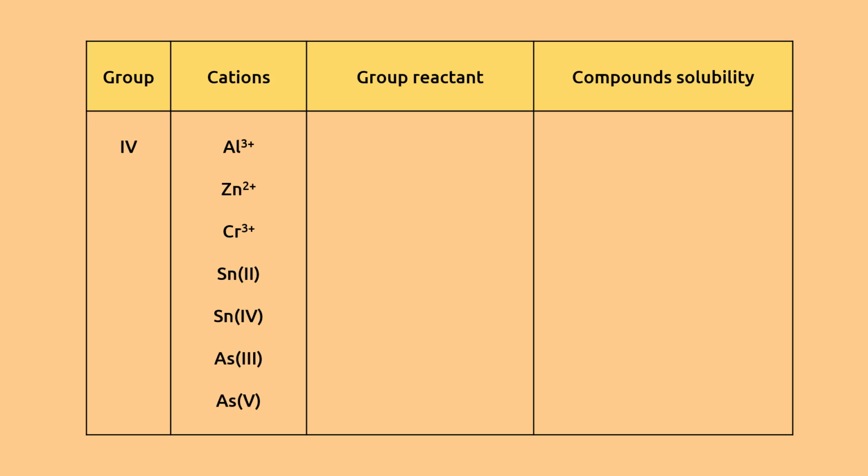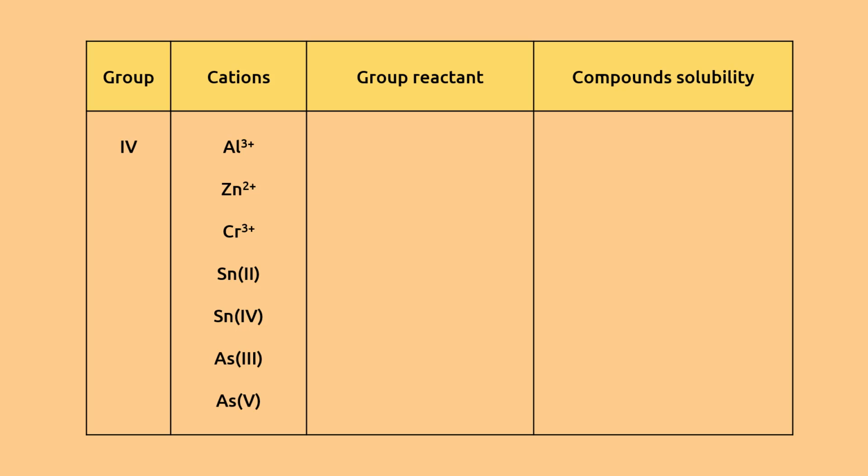So, if you have the fourth group, the cations are aluminum, zinc, chromium, tin, and arsenic in their oxidation states 2 and 4, and 3 and 5. So these are the radicals: aluminum, zinc, chromium, tin, and arsenic. And as I told you earlier, if you apply a bit of common sense, you will find that many of them have an amphoteric behavior. Plus, they can be oxidized to their higher oxidation state by a suitable oxidizing agent.